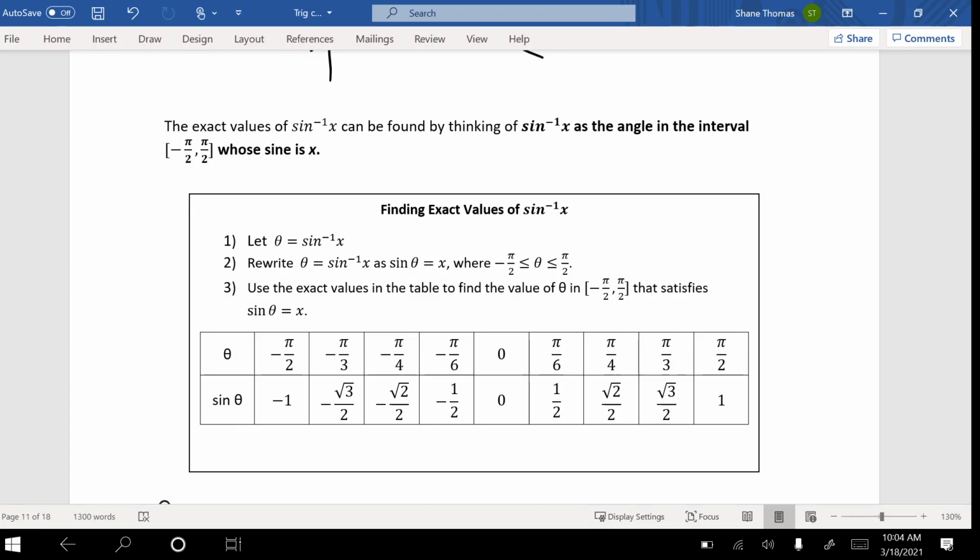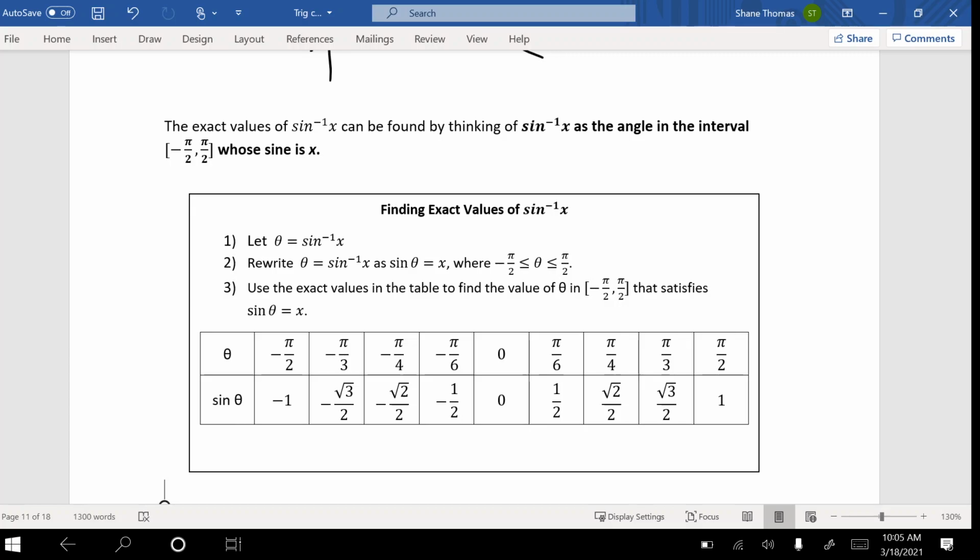All right, right here, if we want to find the exact values of the inverse sine of x, sorry, I can't even talk today. All right, set it equal to theta to start with, then rewrite it as sine of theta equals x. And you have to make sure it is within those constraints there. It has to be from -π/2 to π/2, because that's where theta is defined on our cycle. All right, use the exact values in the table to find the value of theta in that cycle that satisfies sine of theta equals x.